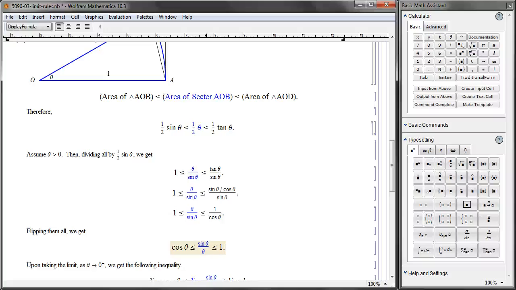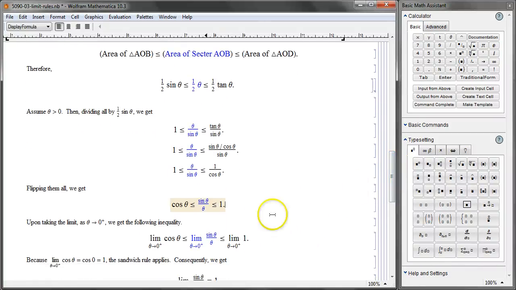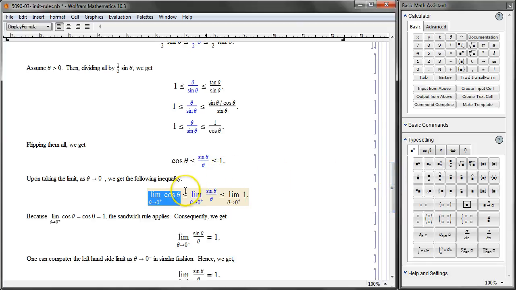From here, we can take the sandwich rule. Right hand side is constantly 1, and left hand side, we take the limit as theta going down to 0 from the positive side, and what do we get? This limit is 1 because cosine of 0 is 1. So by the sandwich rule, the middle part, this middle limit is also 1.